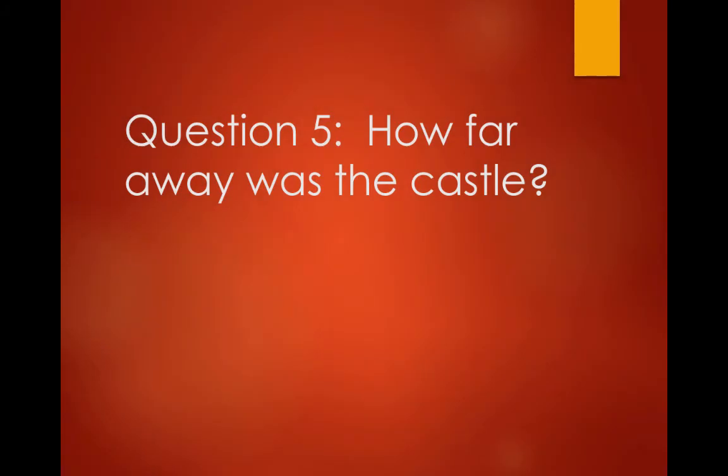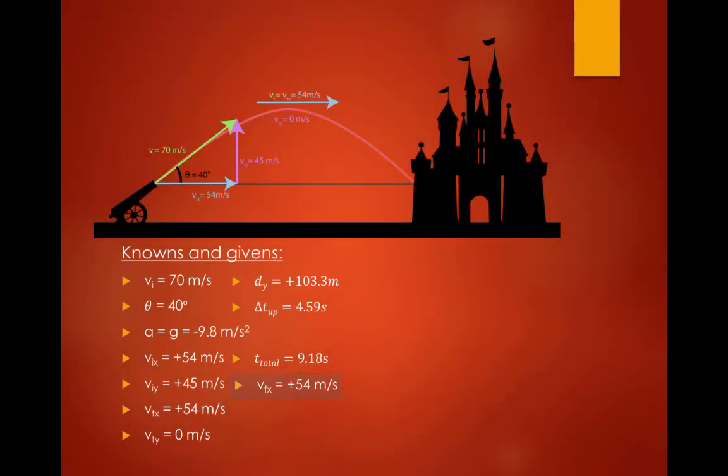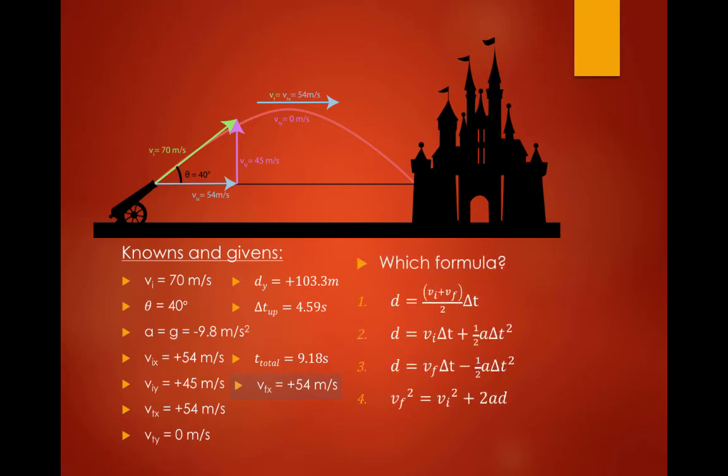Question number 5. How far away is the castle? Here are givens, knowns, and calculated values. We'll use our horizontal velocity to determine how far it moves sideways and the time it took to rise and fall. Which equation shall we use? Which formula will provide us with horizontal displacement? All but the last equation will allow us to use the horizontal velocity to find horizontal displacement. We use equation number 3 since it has yet to be chosen.